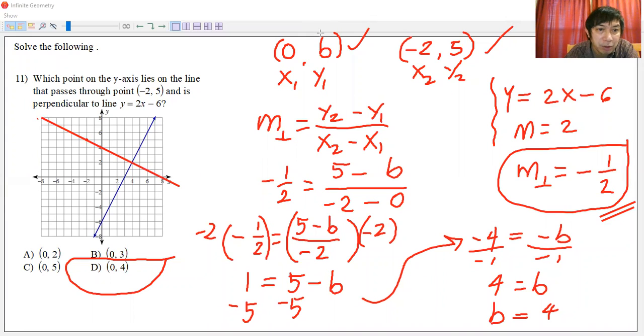That's perpendicular to the blue line. And it looks like passing through 0, 4. Where is 0, 4? 0, 4 is right here. There. Let me exaggerate the point. So that's where the point is located. That's 0, 4. All right. That goes to our number 11. Let's go to the last number.